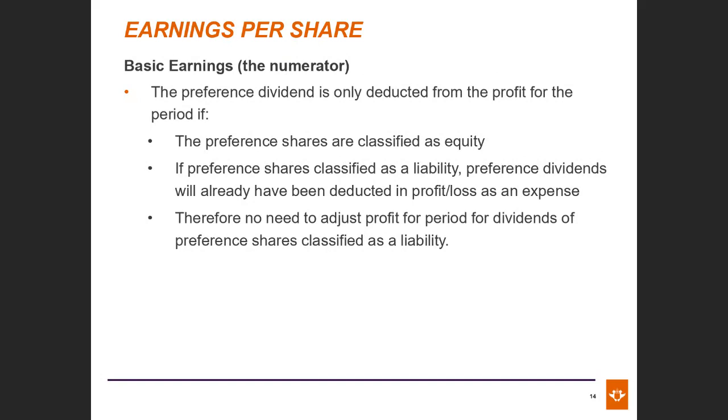So if we have a look at our basic earnings, specifically the numerator, remember in a ratio you have a numerator and a denominator. The numerator in this situation is your basic earnings. So the preference dividend is only deducted from the profit for the period if the preference shares are classified as equity.